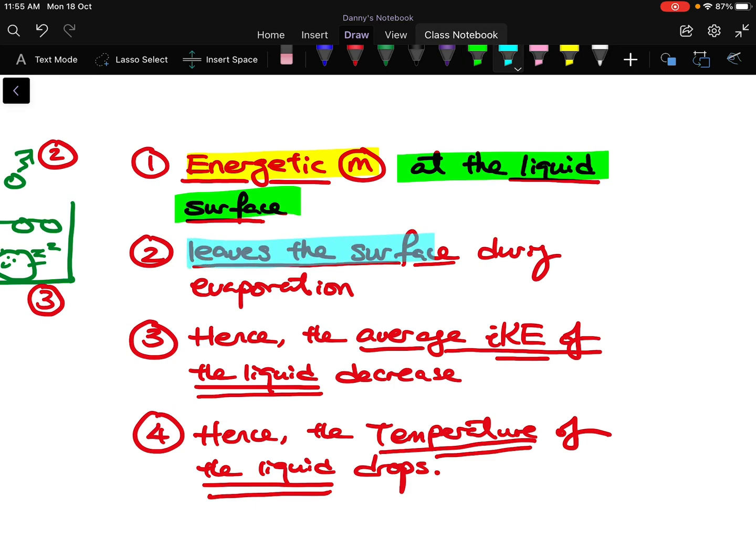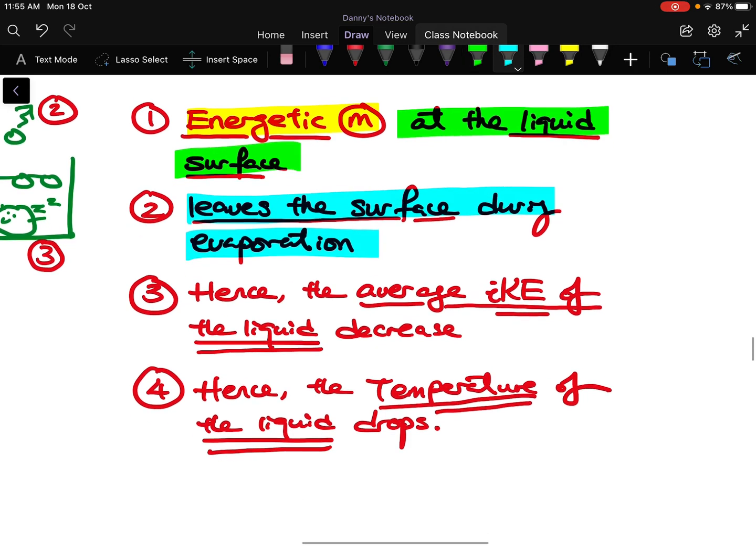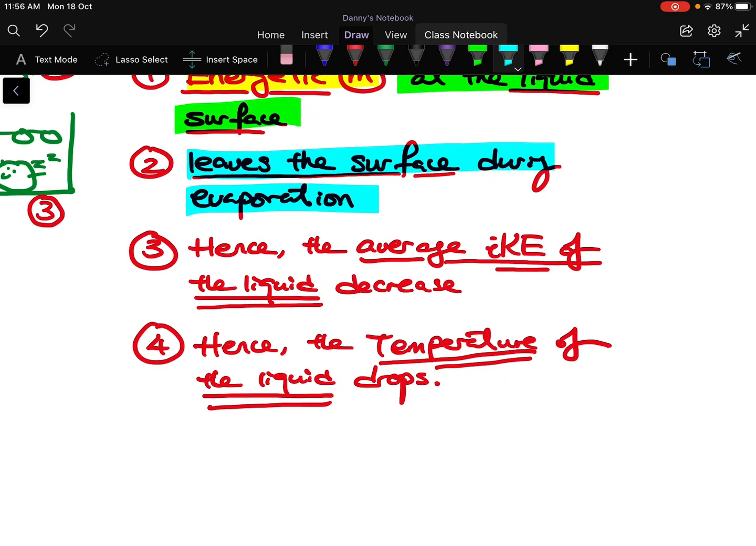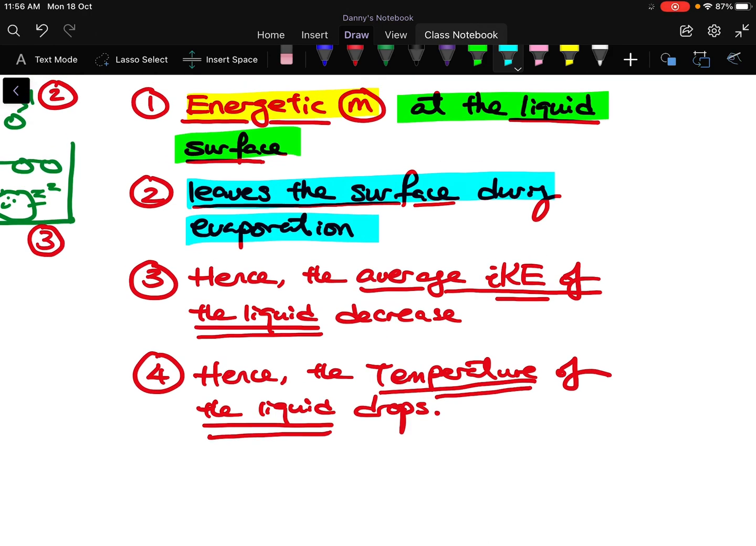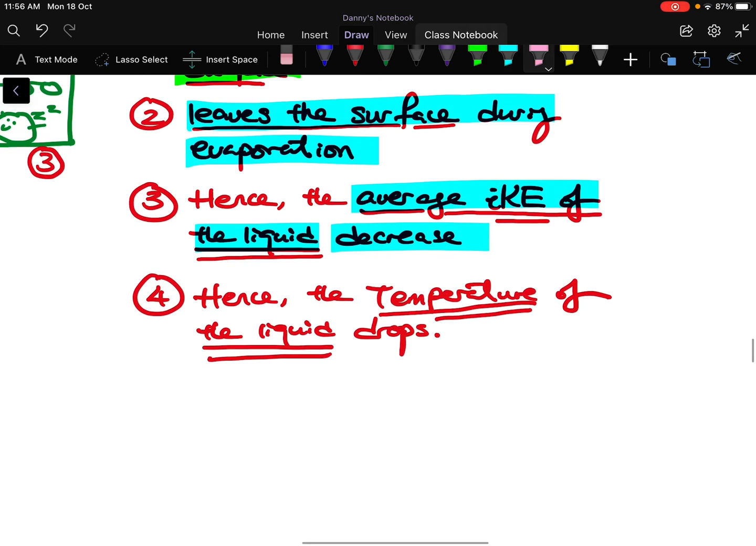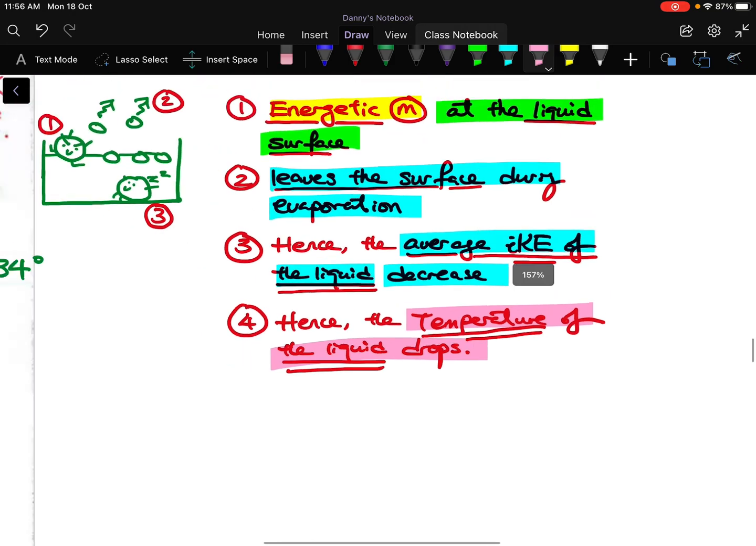Right? Then after that, talk about the process. Then after that, talk about the effect of the process. Right? When the more energetic one left, it means what? It means that in the liquid, the average IKE drops. Now please take note, IKE of liquid, not IKE of molecule. There's nothing inside the molecule already. Okay, if you want to say average KE of liquid molecule, fine. If you want to use IKE, then it's of liquid, no more molecule. Okay, then conclude. Hence, the temperature of the liquid drops.